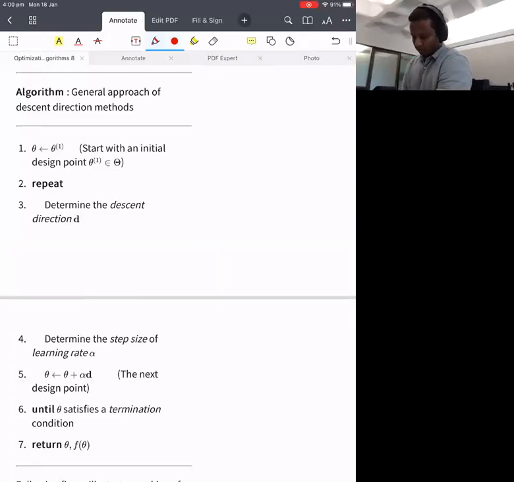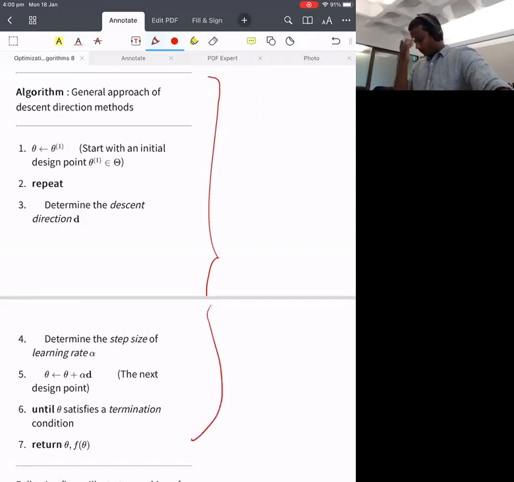Okay, so we are looking at optimization algorithms, and we have seen in the last lecture that this is a general framework of any descent direction method.